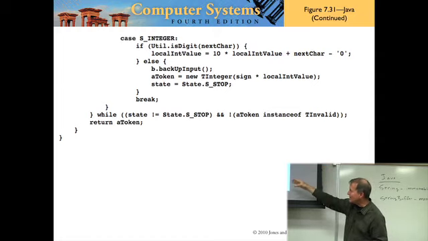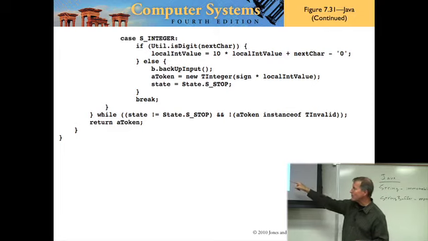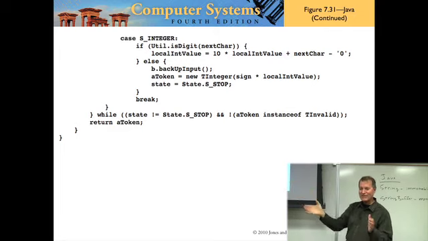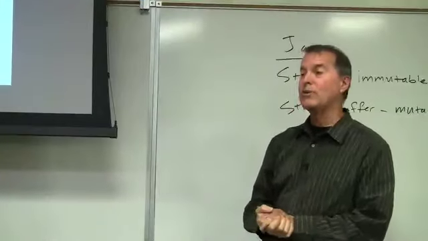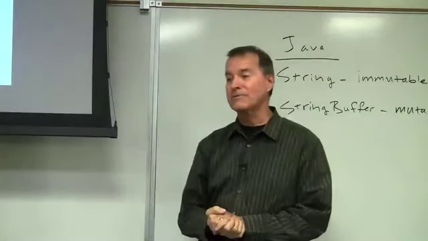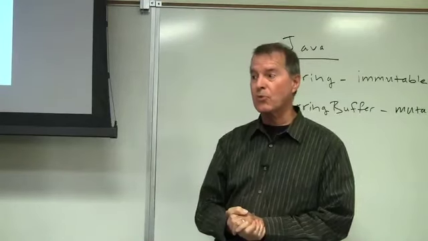And then while what? Its state is not stop and it's not a token instance of T invalid. And then what do we return? A token. Okay, you now have everything you need to know to do the first milestone of your project, which is due a week from yesterday.